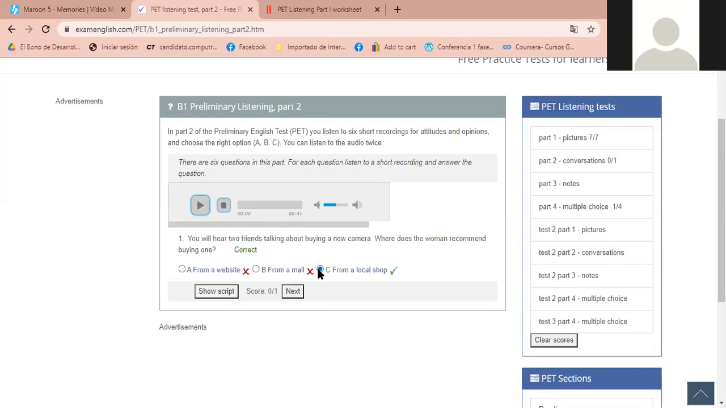The right option is from a local shop because they say there's a good store by the road. ¿Sí? Hay una buena tienda en el camino. ¿Sí? Si hablamos del camino, estamos refiriéndonos en este caso a una tienda local, algo que va a encontrar en su ciudad, ¿no?